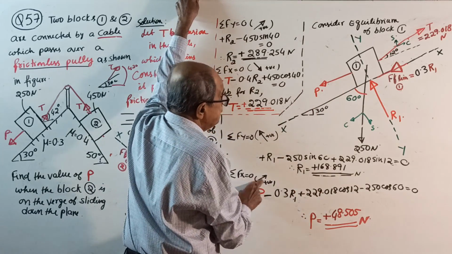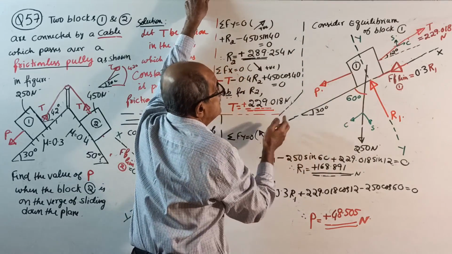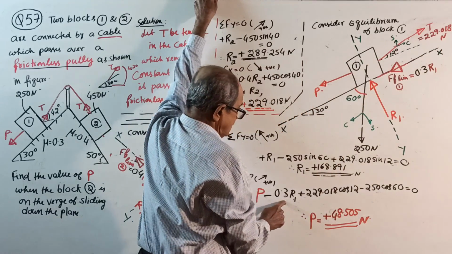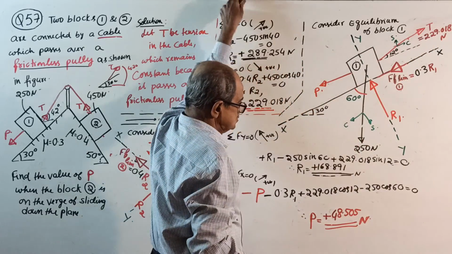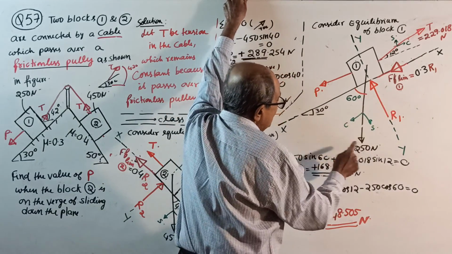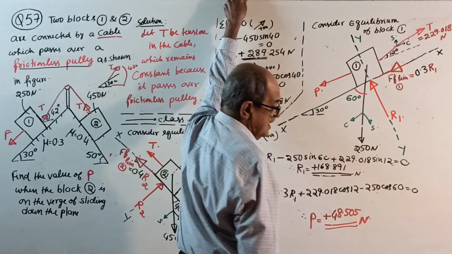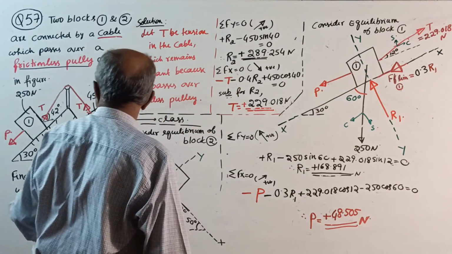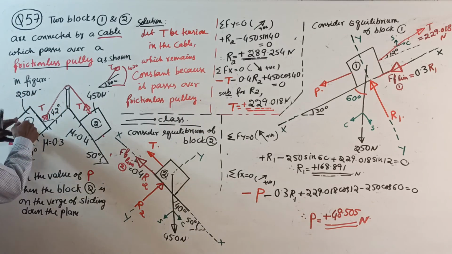Then sigma Fx equals 0. Which way? This way positive, the right side. You get minus P minus 0.3 R1 plus 229.018 cos 12, and then not over, minus 250 cos 60 equal to 0. You get the value of P as 48.505 Newton. So if you apply a force of 48.505 Newton, this block is on the verge of sliding down.